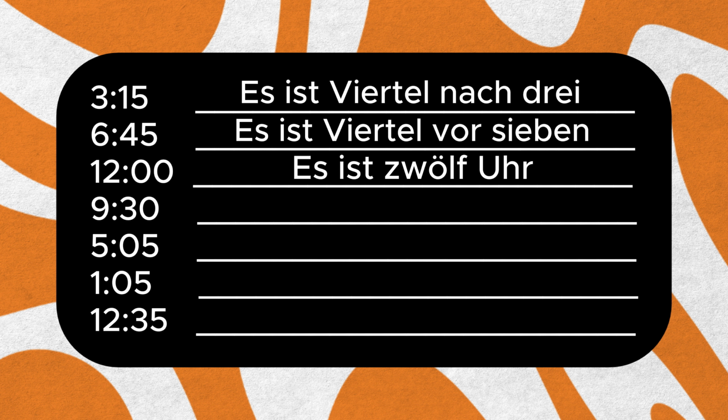Telling the time. Write the German expressions for the following times. Can you read the first one for me? That's right. Viertel nach 3. The next one. Viertel vor 7. The next one. Read it. 12 Uhr. Es ist 12 Uhr. Don't forget to write Uhr with capital letter.